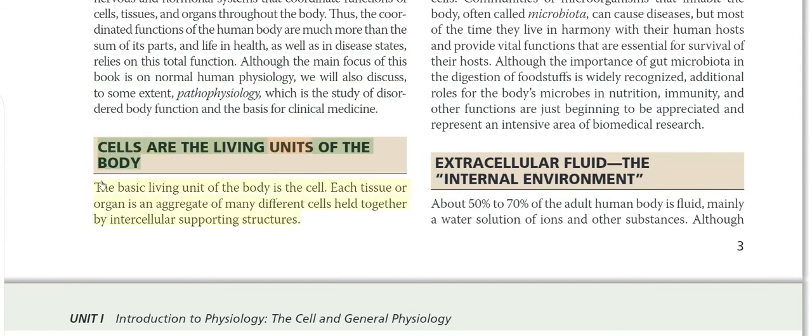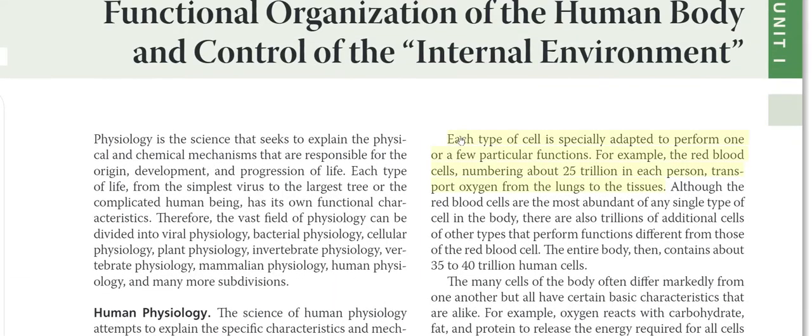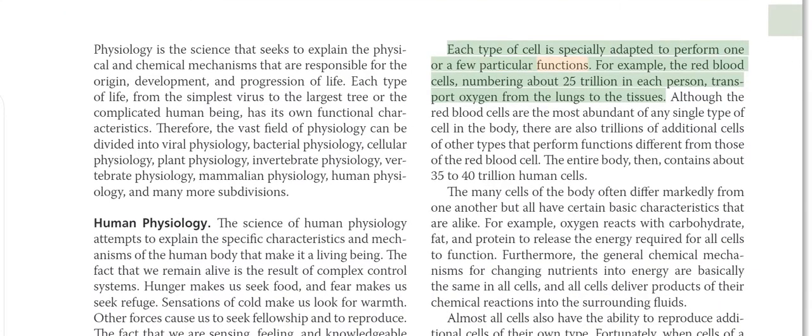Cells are the living units of the body. The basic living unit of the body is the cell. Each tissue or organ is an aggregate of many different cells held together by intercellular supporting structures. Each type of cell is specially adapted to perform one or a few particular functions.